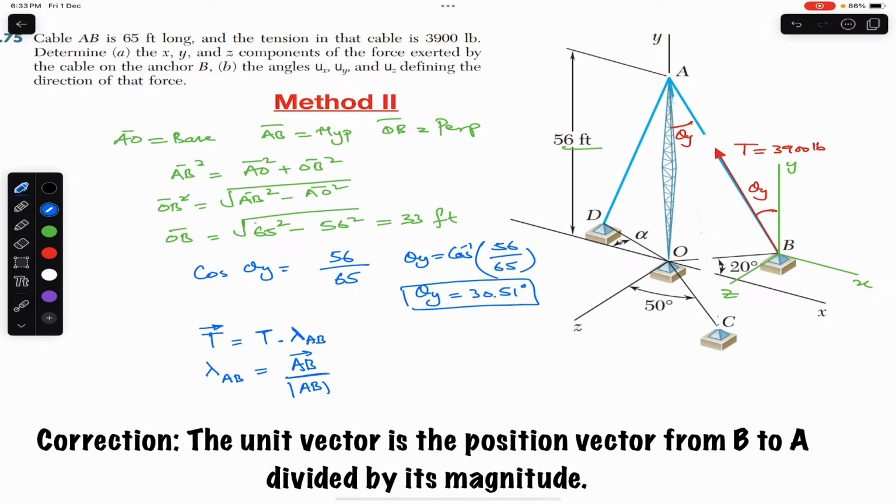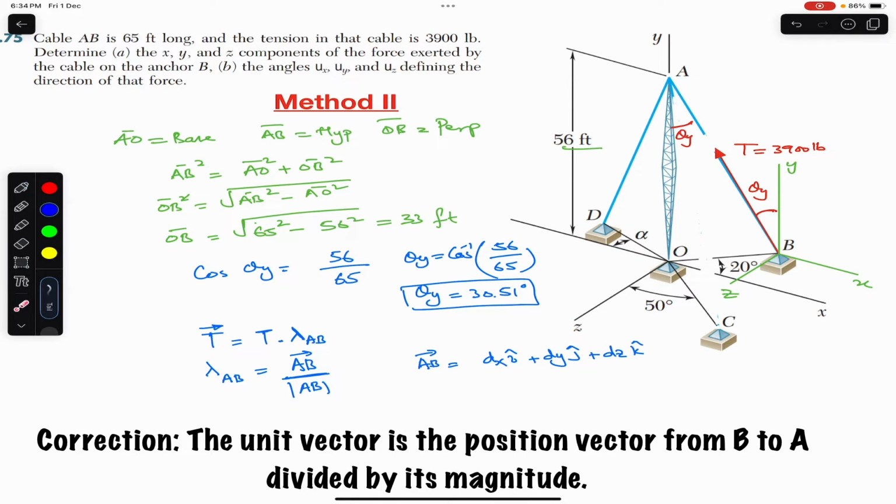So what is position vector? Position vector is a vector that tells us the position of a particular point relative to another point. So the position vector from A to B will tell us the position of point A relative to point B. So we can say that AB position vector will be equal to dx i plus dy j plus dz k.